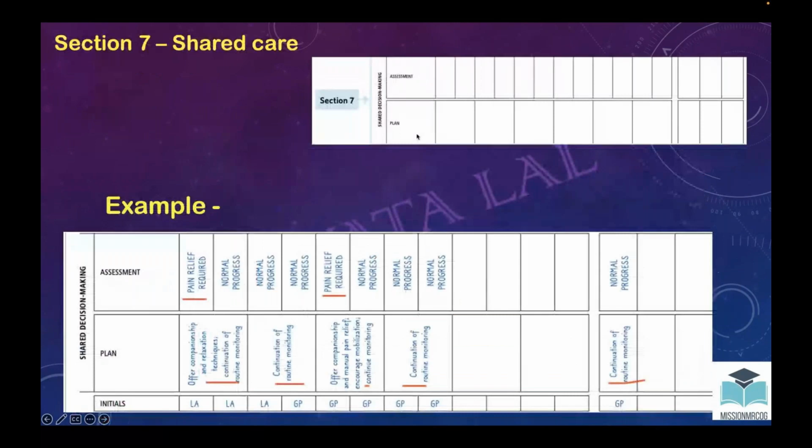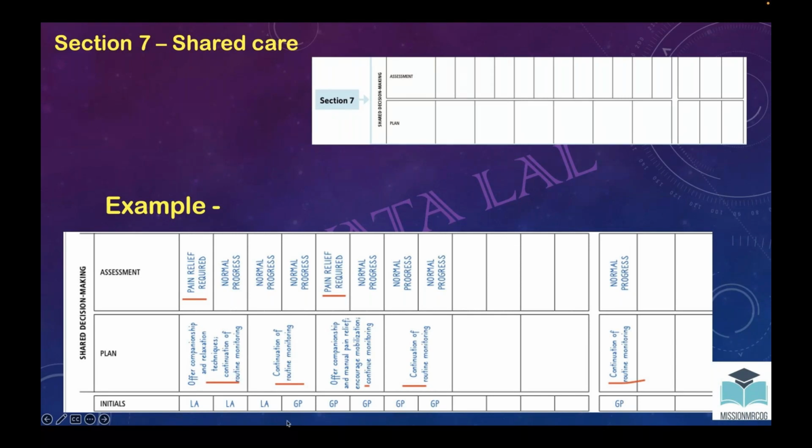Now this is a filled example. Here they have done the assessment, and they find that the patient requires pain relief. So what plan have they made? Offer companionship, relaxation technique, continue routine monitoring. Then here there was normal progress, so continue routine monitoring.